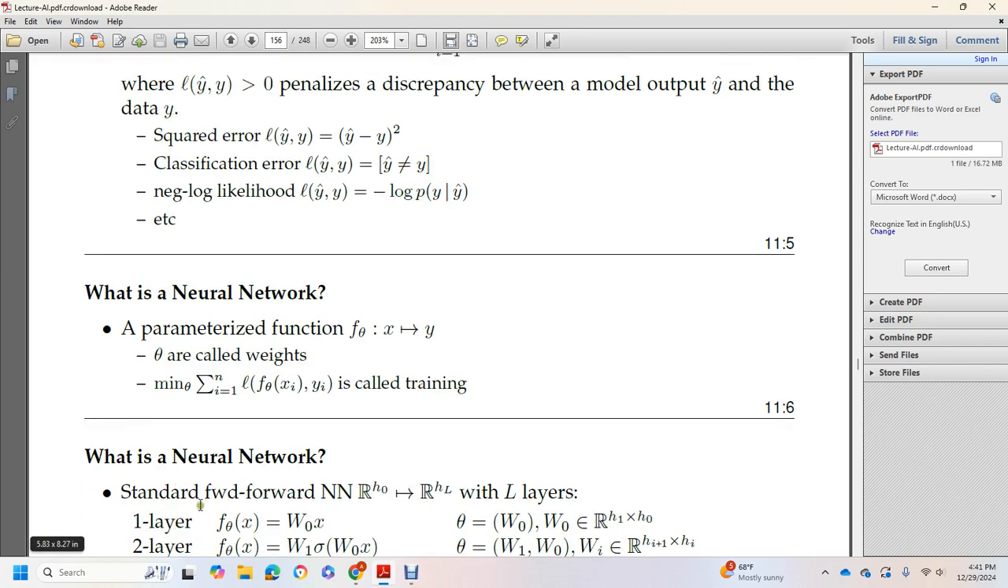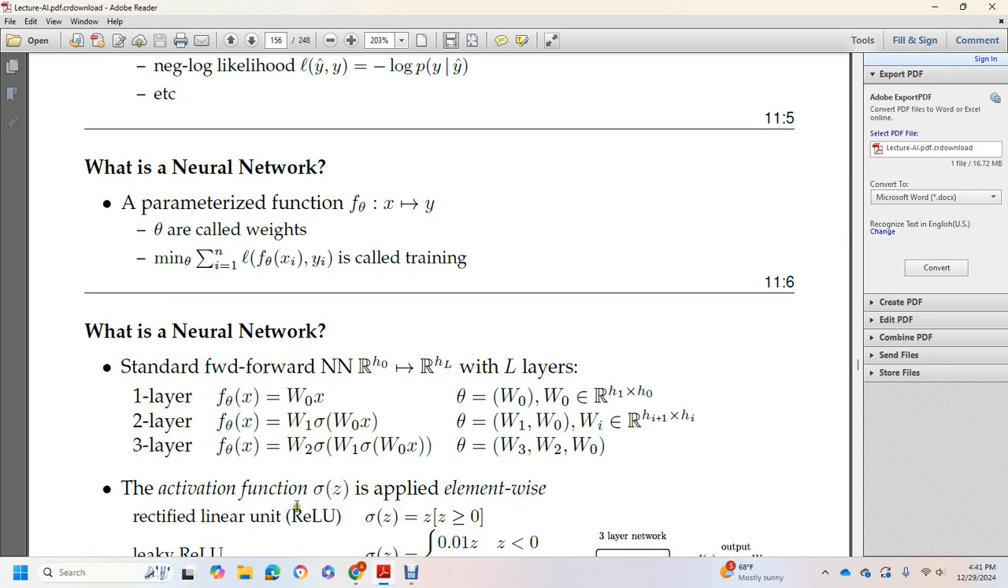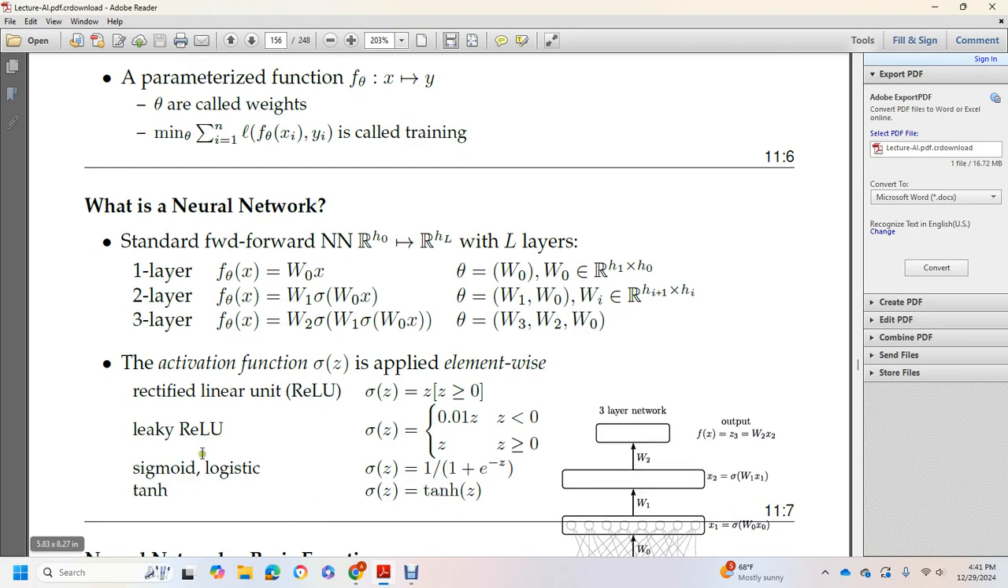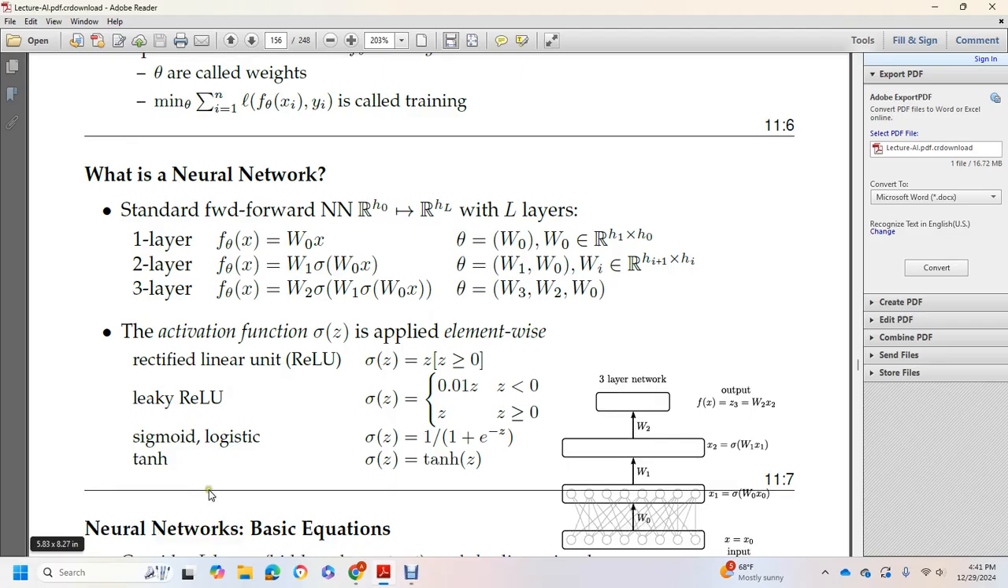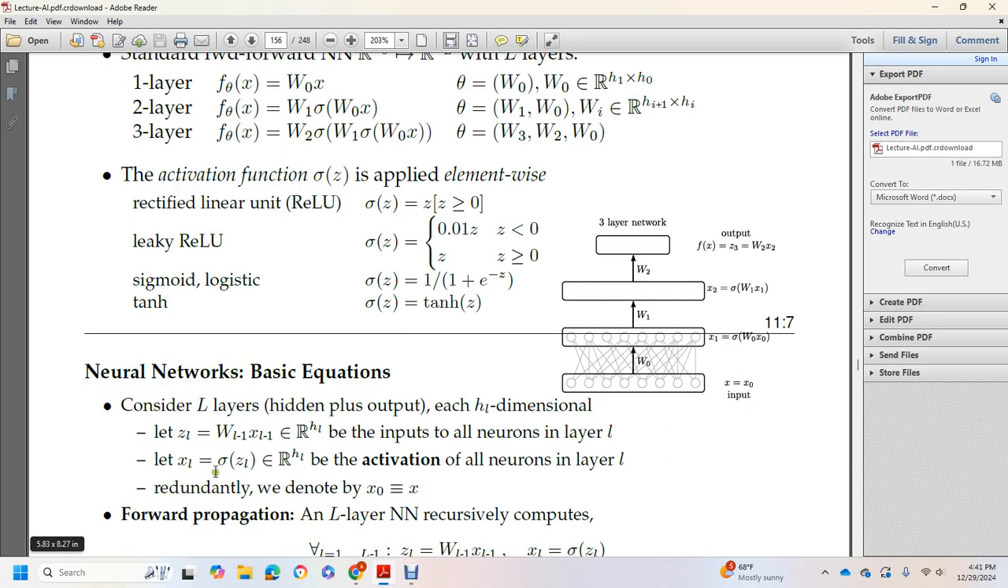What does a neural network stand for? A neural net is a parameterized function, where the parameters theta are called weights. It has linear and nonlinear layers, with activation functions applied element-wise, such as the rectified linear unit, leaky rectified linear unit, sigmoid, logistic, and tanh.